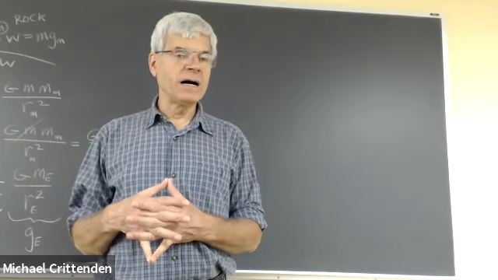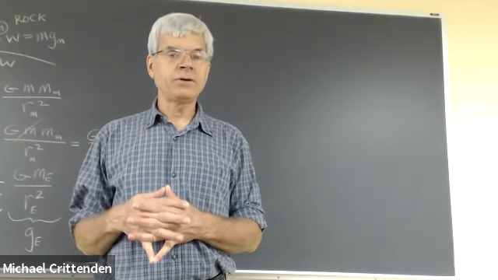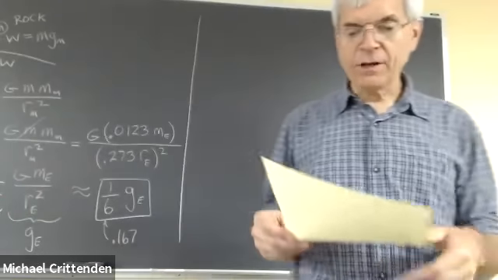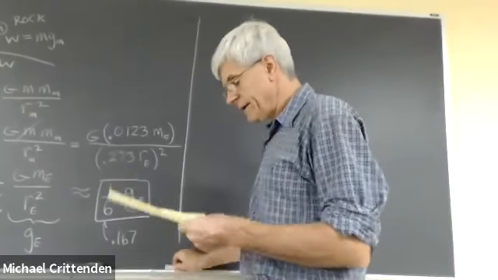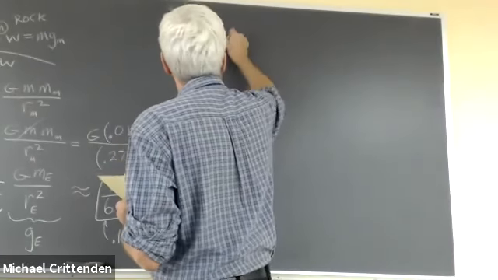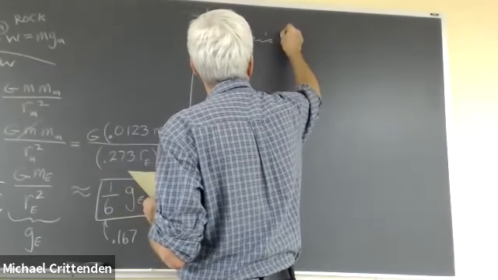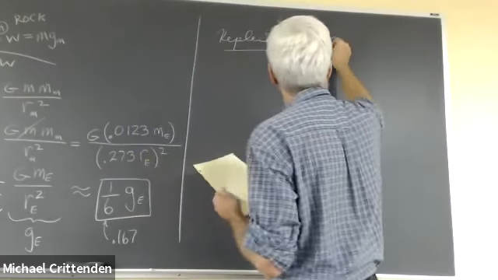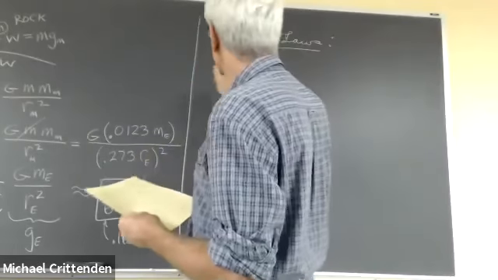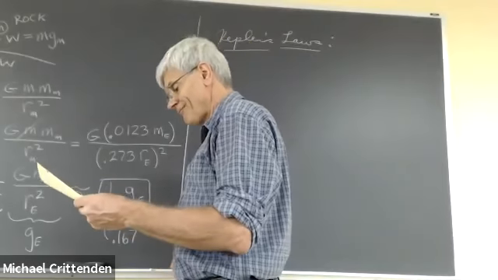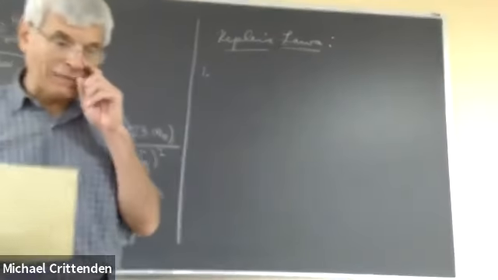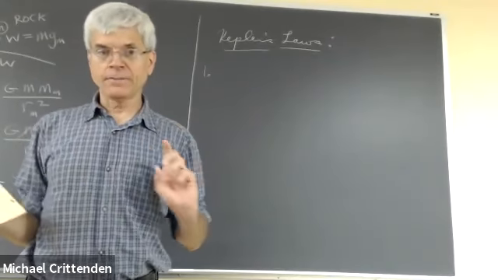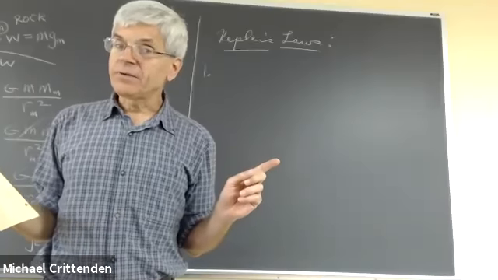And over a period of about 20 years, he found some patterns that we now call Kepler's three laws. And they go like this. Kepler's laws. Kepler's first law. I'll write it down in a moment, but the general idea is that the path of a planet's orbit around the sun is an ellipse.